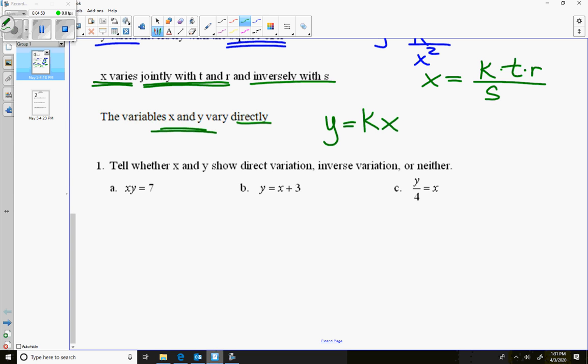XY equals 7 is not in either one of those forms, but it could be. I don't want XY equals, I just want Y equals. So divide both sides by X, and when I do, I get Y equals 7 divided by X. Is that in one of those previous forms? Yes, with K being 7. So Y equals 7 divided by X. This is inversely related, or simply inverse variation.